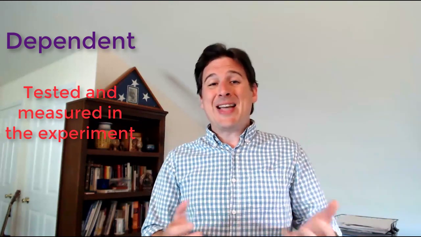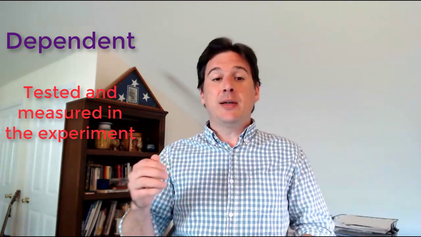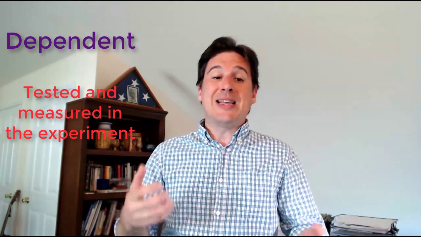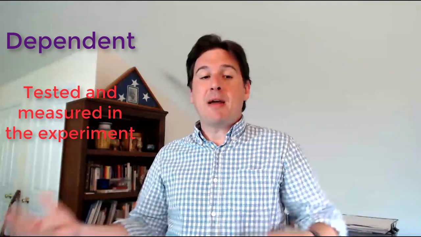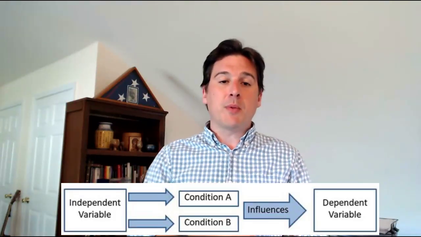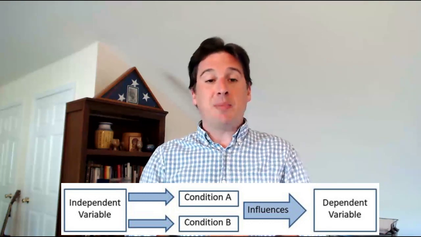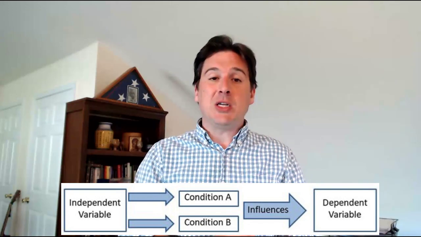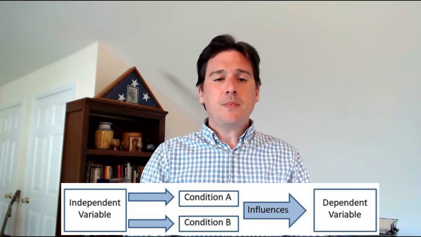Now, the dependent variable is the variable that's being tested and measured in the experiment and is dependent on the independent variable. An example of a dependent variable is depression symptoms, which depends on the independent variable of the type of therapy. In an experiment, the researcher is looking for the possible effects on the dependent variable that might be caused by changing the independent variable.